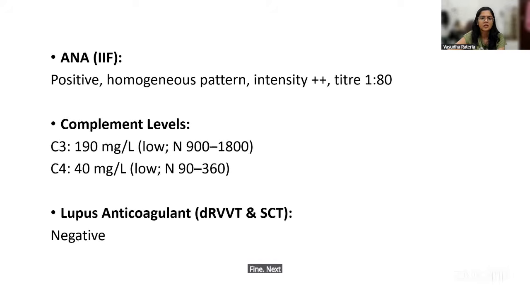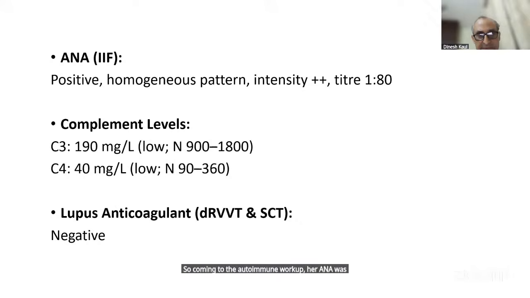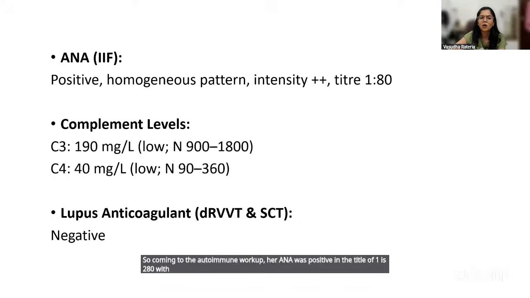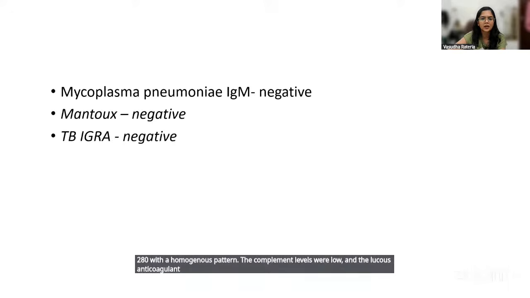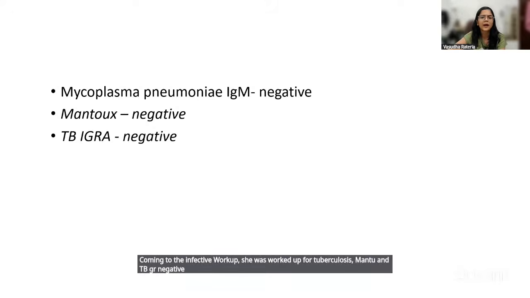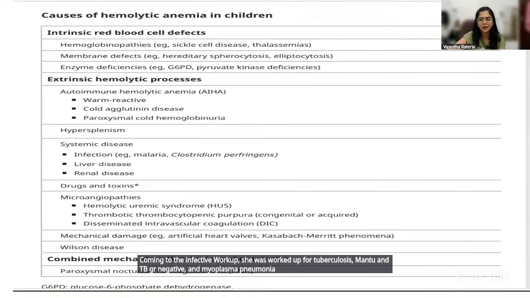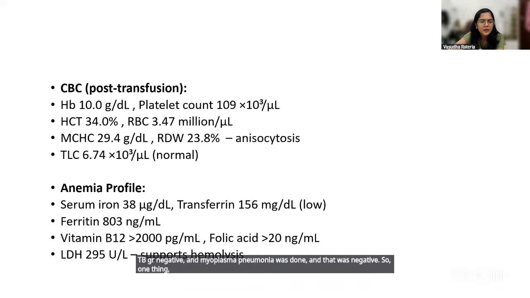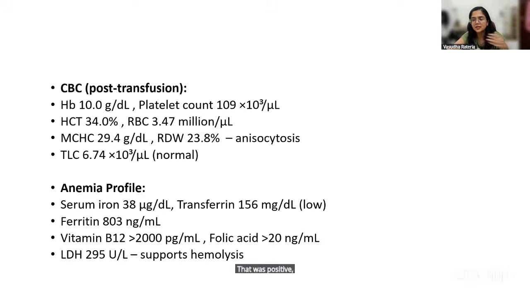Next. So coming to the autoimmune workup, her ANA was positive in the titer of 1 is to 80 with a homogeneous pattern. The complement levels were low, and lupus anticoagulant test was negative. Coming to the infective workup, she was worked up for tuberculosis, Mantoux and TB gold were negative, and mycoplasma pneumoniae was done, and that was negative. One thing that I forgot to mention is that her DAT was positive, for IgG, IgM, and C3.